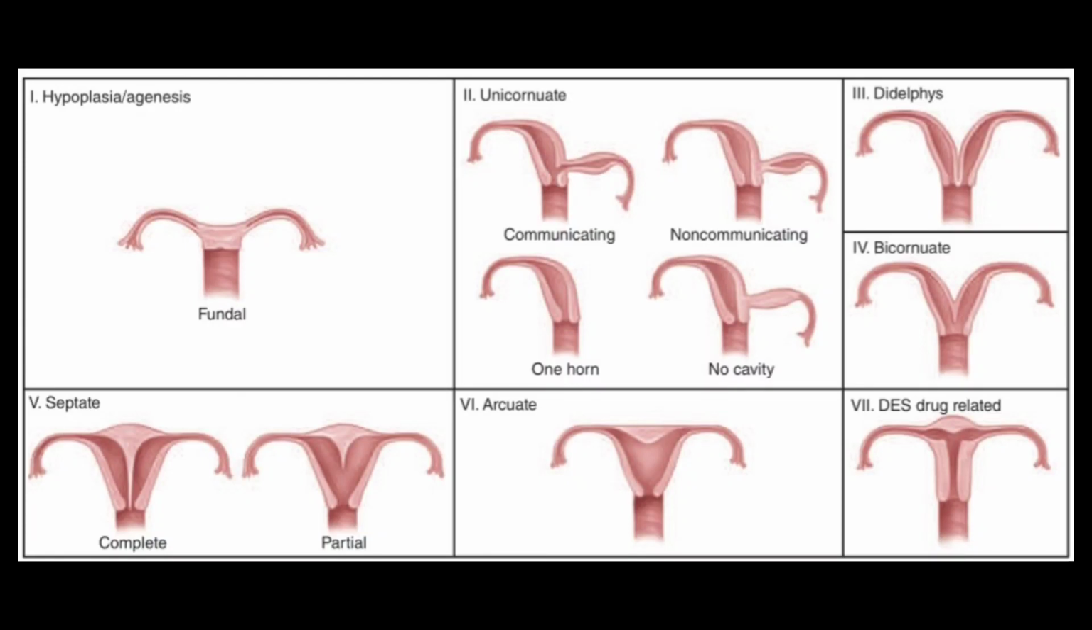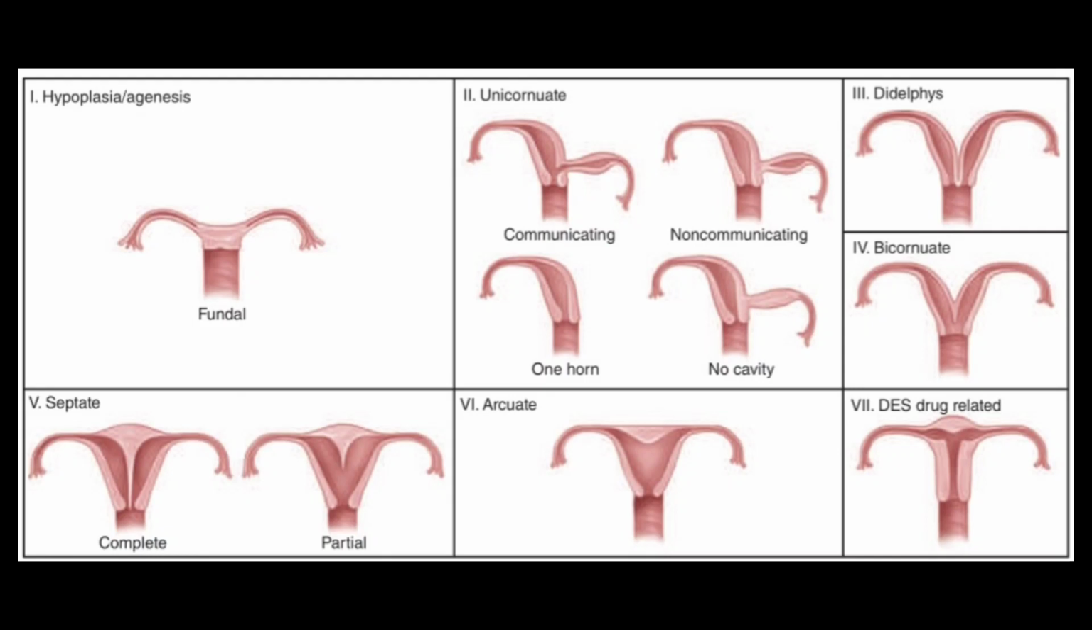On this image, you can appreciate different mullerian duct abnormalities. It could be caused by either arrested development of the mullerian duct, or failure of fusion of the mullerian duct, or sometimes failure of resorption of the median septum. This classification is proposed by the American Fertility Society, which is now called the American Society for Reproductive Medicine.